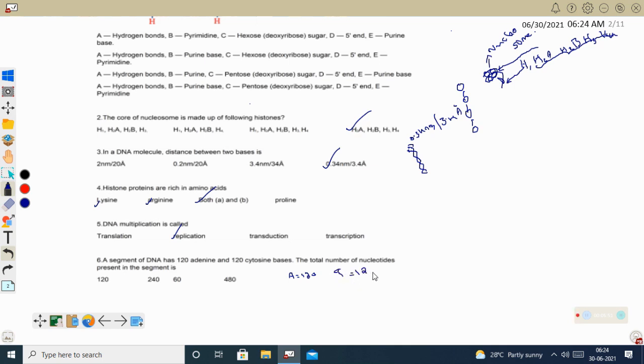Thymine is 120, cytosine is 120, and guanine will be 120. The total number of nucleotides present in the segment is: adenine plus thymine, 240, and cytosine plus guanine, that is 240. So 240 plus 240, 480. 480 is the total number of nucleotides present in this double-stranded DNA.